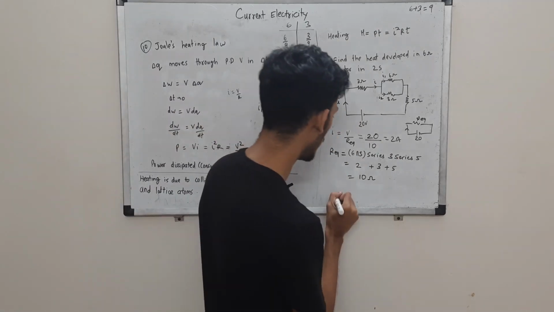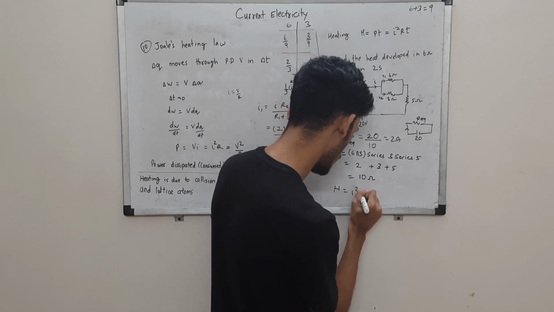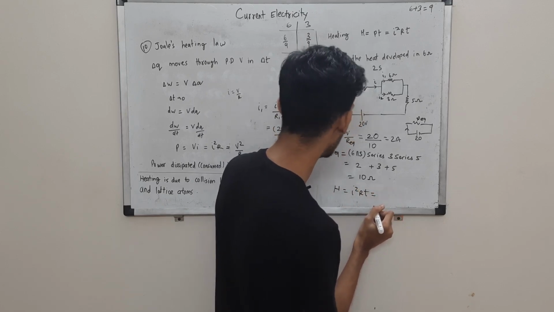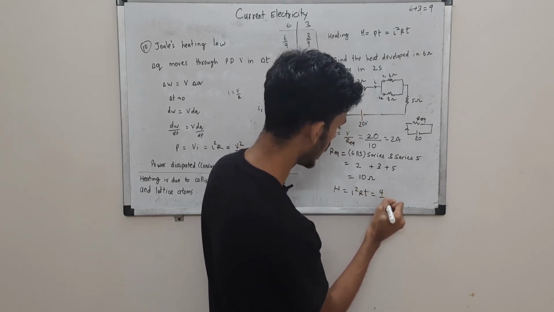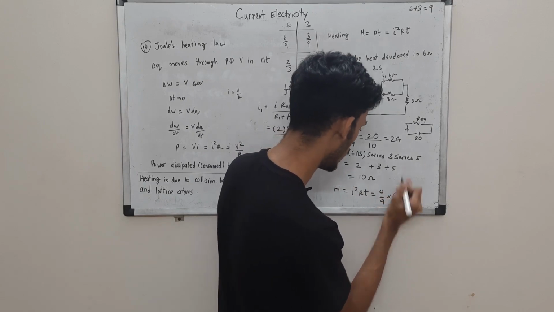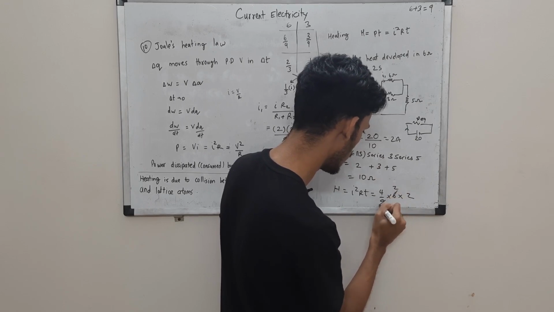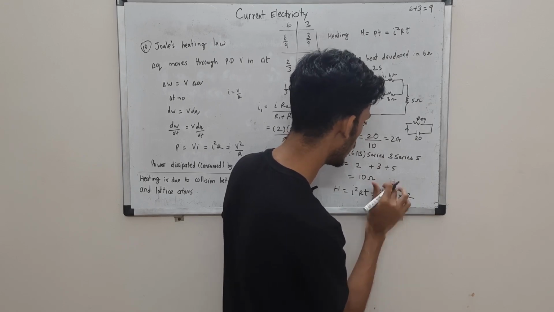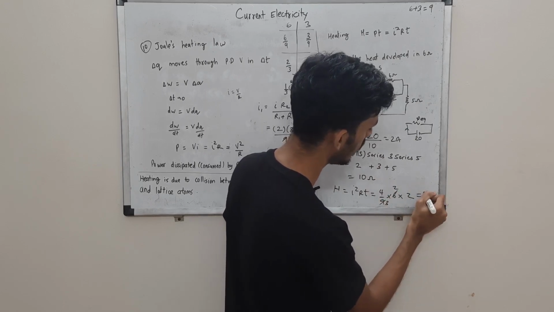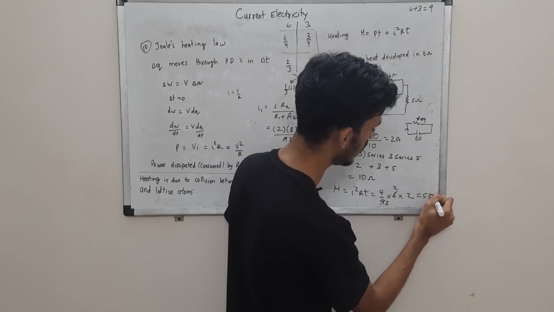Now you can find the heat. Heat is equal to I square RT. I square is 2 by 3, so 4 by 9. R is 6 and T is 2, so this gives us 3 2s are 6, 3 3s are 9, 4 2s are 8, 8 2s are 16, 16 by 3 is 5.33 joules.